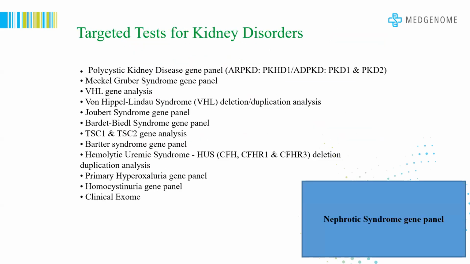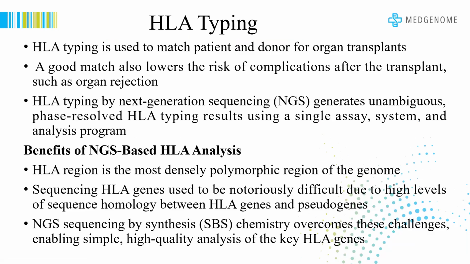Now, what are the different targeted tests for kidney disorders? For polycystic kidney disease, there is a gene panel: ARPKD, PKHD1, ADPKD, PKD1, and PKD2. Then the Meckel-Gruber syndrome gene panel, VHL gene analysis for von Hippel-Lindau syndrome, repeat expansion analysis, Joubert syndrome gene panel, Bardet-Biedl syndrome gene panel, TSC1 and TSC2 gene panel, Bartter syndrome gene panel, atypical hemolytic uremic syndrome, primary hyperoxaluria, homocystinuria, clinical exome or whole exome as the requirement may be, and we also have a nephrotic syndrome gene panel. Now we also do HLA typing.